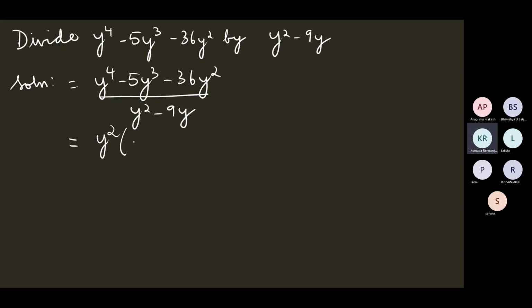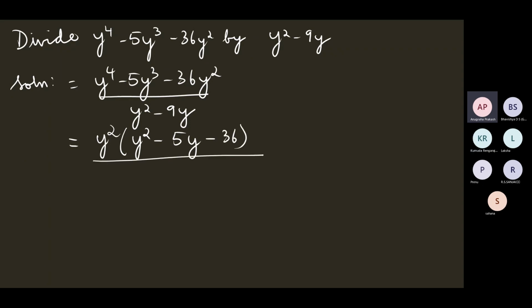Open a bracket. Yes, Anugraha, continue. Y square minus 5y minus 36 whole, divided by y square minus 9y. There also something is common, no, Anugraha? Yes, ma'am, y. So it will be y into y minus 9. Very good. So you can just cancel out this y, and y square becomes y. All of you write down so far. Yes, Bhavishya, what will be the next step?